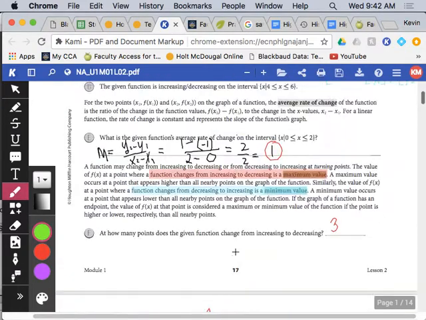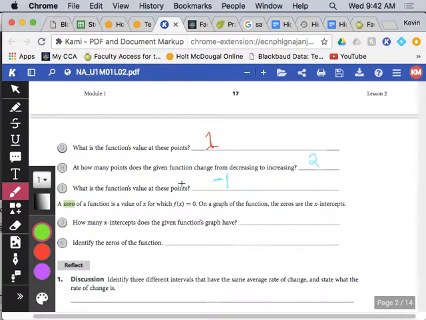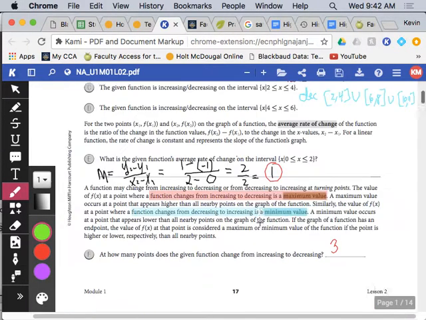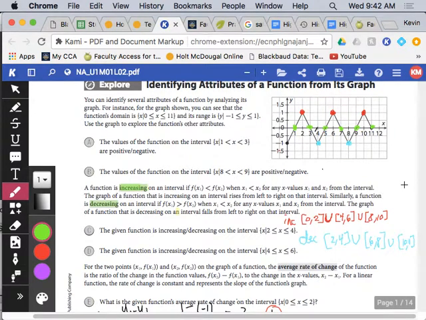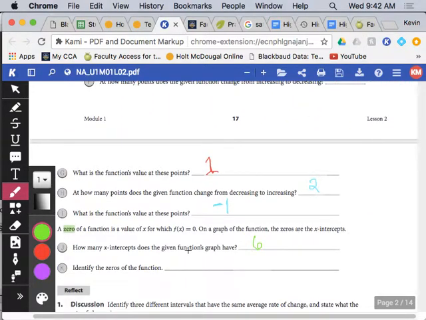Okay. The question is, how many x-intercepts does the given function have? How many zeros? 1, 2, 3, 4, 5, 6. And identify the zeros of the function. If I'm identifying the zeros, do I care about the y values? No, right? What are the y values of every 0? 0. So it would be redundant, right? So we care about the x values, which are 1, 3, 5, 7, 9, and 11. So the zeros of the function are the set 1, 3, 5, 7, 9, and 11. Does that make sense?